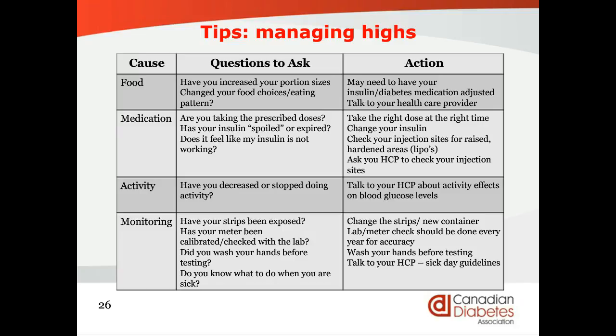The reading from your meter should be within 15 to 20% of the lab, so it can be higher or lower. So let's say the lab blood glucose is 10. Your meter can read anywhere from 8 to 10, which would be 20% lower, or it can read between 10 to 12, which would be 20% higher, and that would be acceptable.